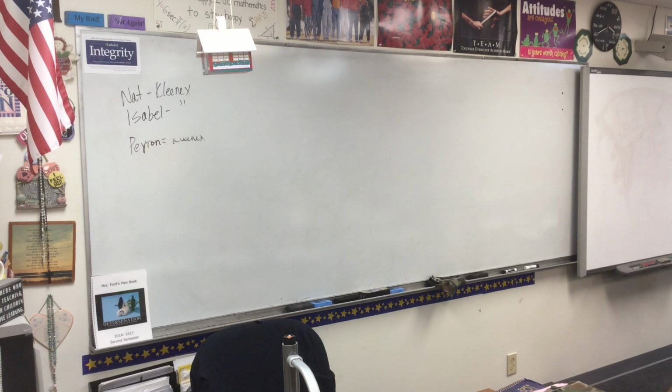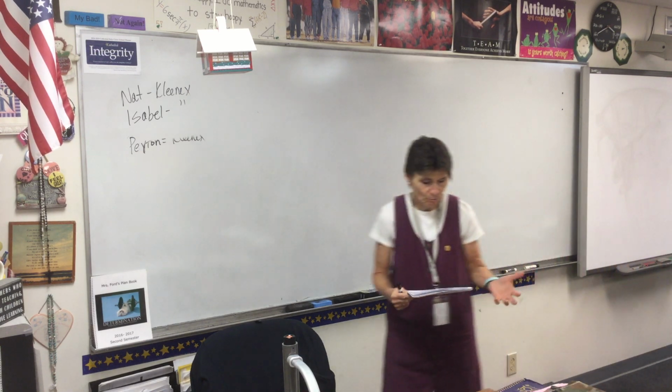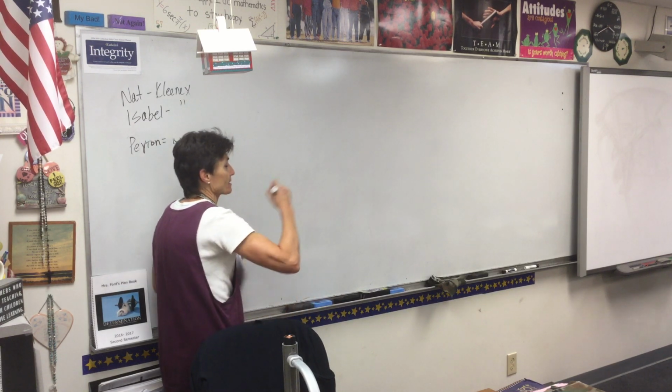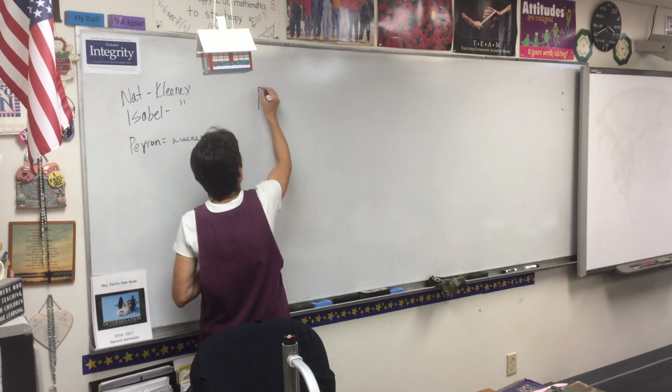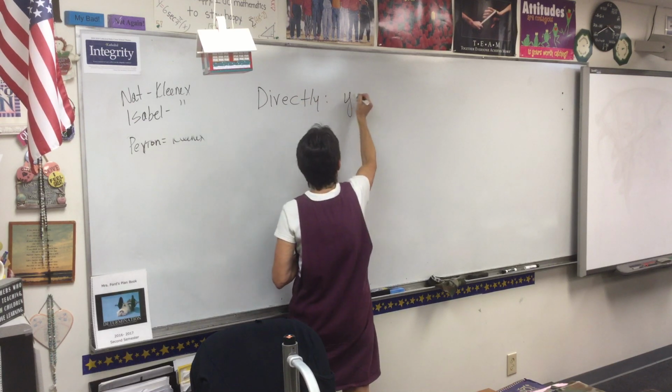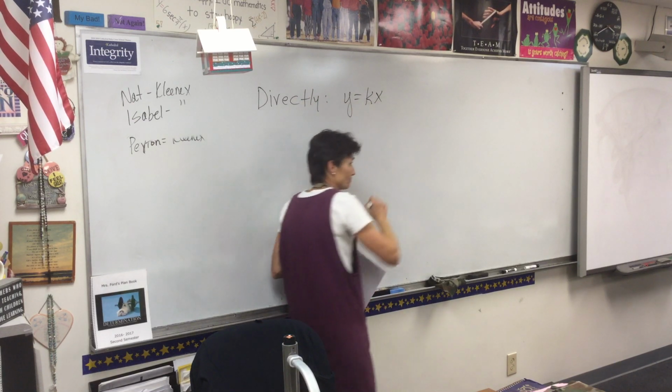The first two problems really are the keys to section 2.2. So we're on page 16, 2.2, number 1. Write an equation for y varies directly as x. The equation is y equals kx.